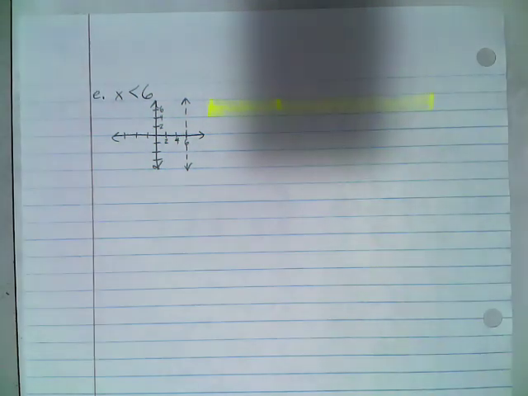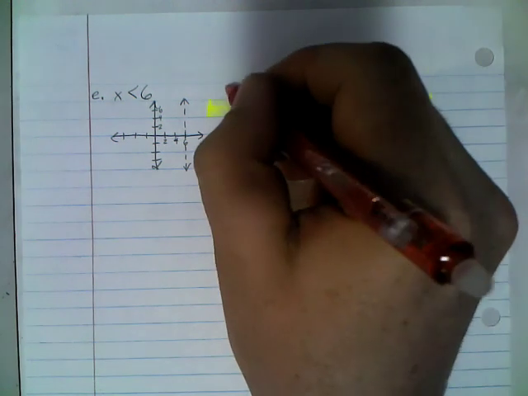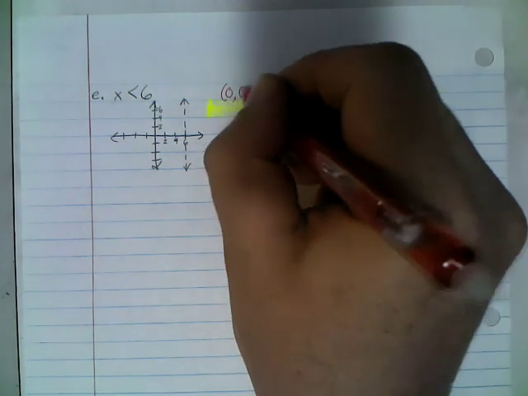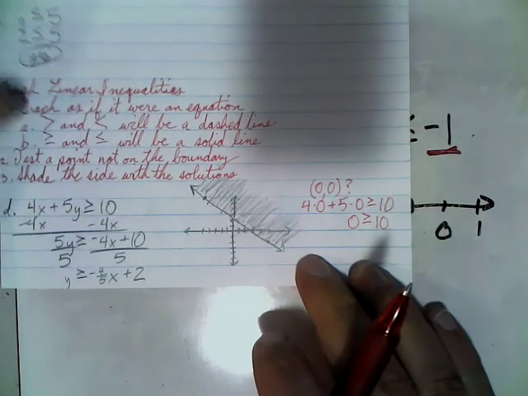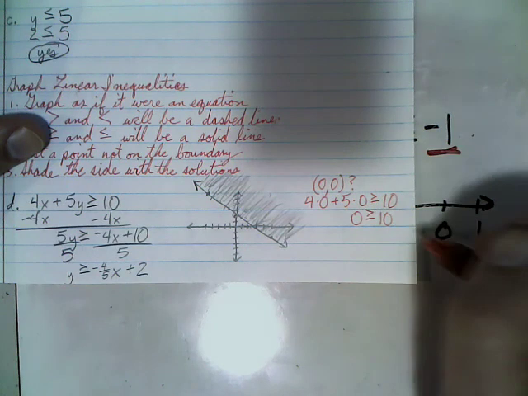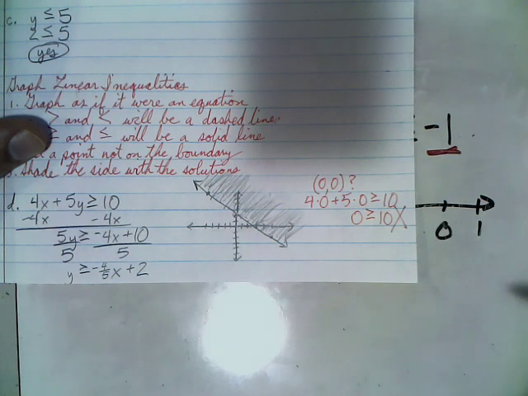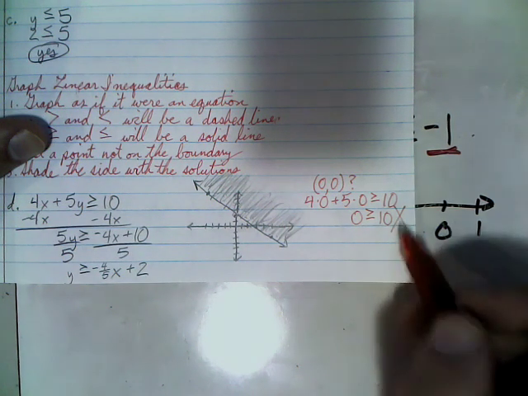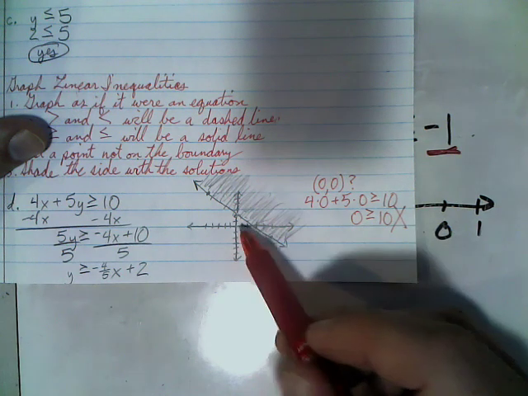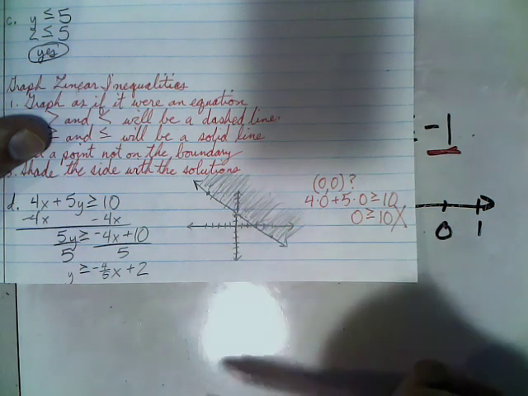So choose a test point. Again, the origin can be kind of a nice test point here. So 0, 0. Does it work? Sorry. Come back over here. Does this work? No, it doesn't. I meant to put a big X on that. Okay. So think no, which is why the solution was on the other side of the line.